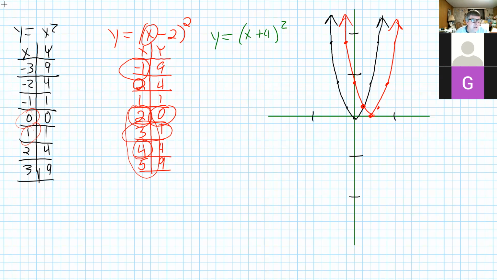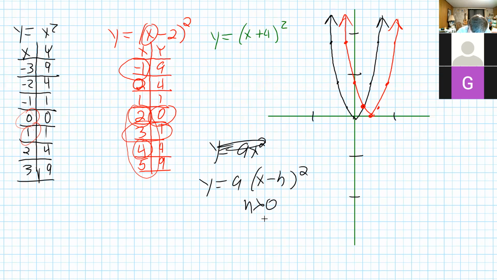So here's the deal. If we've got something in the form y equals a times x minus h squared, if h is positive, it's going to move to the left. And if h is negative, it's going to move to the right.